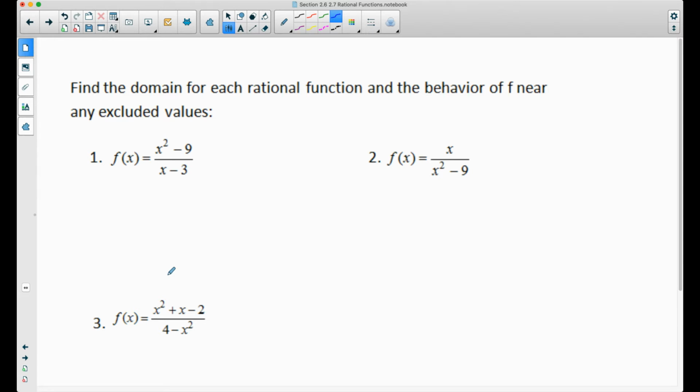I like problems like number 1 from Algebra 2, where you would cancel out x minus 3. I don't know what that's called, but we will be crossing things out. Right now, we're just worried about the domain, but yes, we are going to be crossing things out.